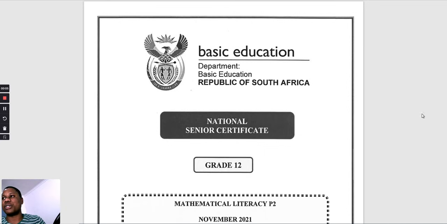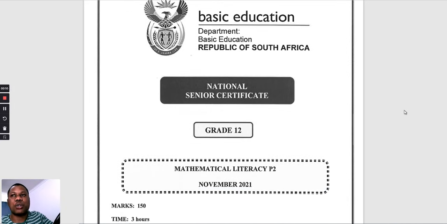Today we are going to focus once more on paper 2. So today we are doing November 2021 paper 2. In this question paper, I'm only going to focus on questions that relate to measurements, meaning that I'm going to leave out the questions that relate to maps and plans. Okay, so my focus is on measurements.